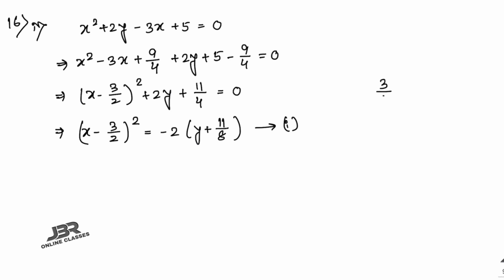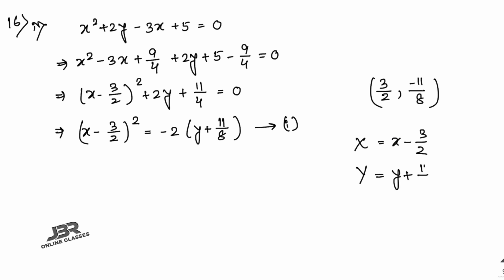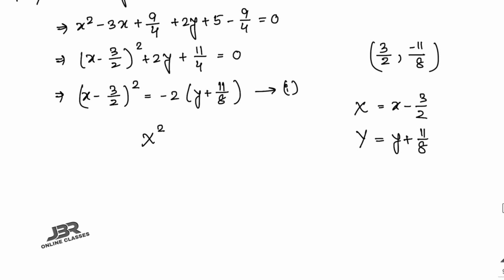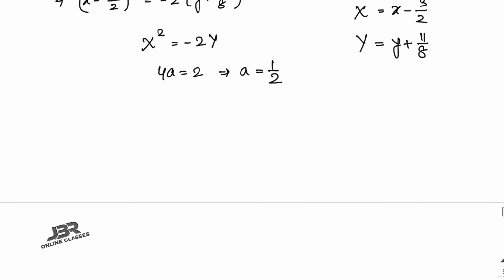Now shifting the origin to the point 3 by 2 and minus 11 by 8, and the axes remain parallel, you know that. So capital X equal to, sorry, capital X equal to x minus 3 by 2, not x plus. And capital Y equal to y plus 11 by 8. So comparing with the given equation, equation number 1 becomes X square equal to minus 2Y. So 4a equal to 2, not minus 2. 4a equal to 2, that means a equal to half. So the equation represents a downward parabola.